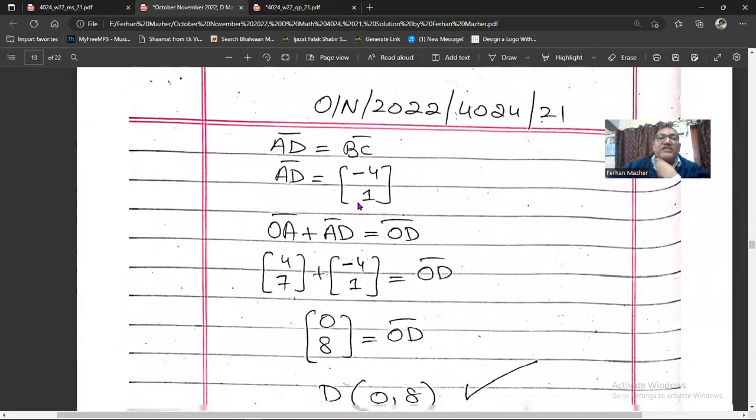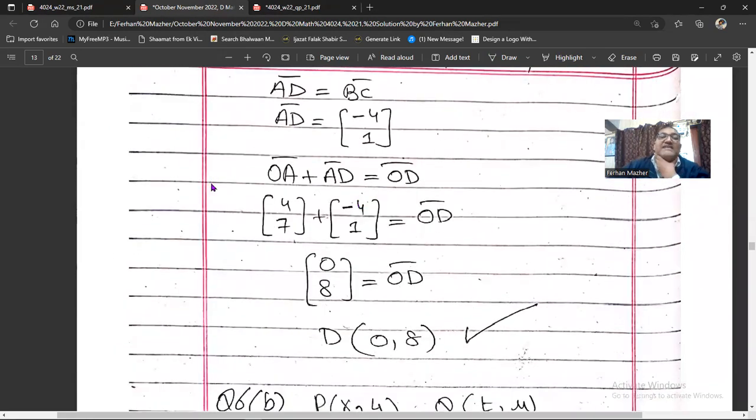So you see AD will be equal to BC, and BC is (-4, 1). So AD will also be (-4, 1). I will apply the position vector formula on AD. It will be OA plus AD equals OD. OA is (4, 7), AD is (-4, 1), and that will equal OD.